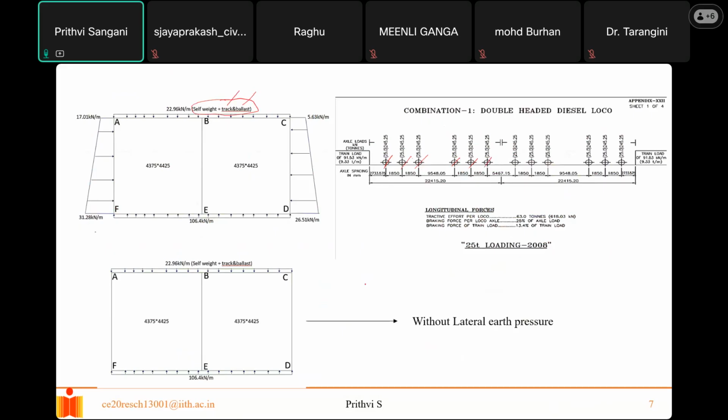I hope you know what ballast is, right? Ballast is the coarser aggregate used in railway tracks. You have a ballast, then you have sleepers over which you have your track, and over this you have your wheels going on. So we have this self-weight, track and ballast. These loads are always there, you'll always have these loads on your structure.